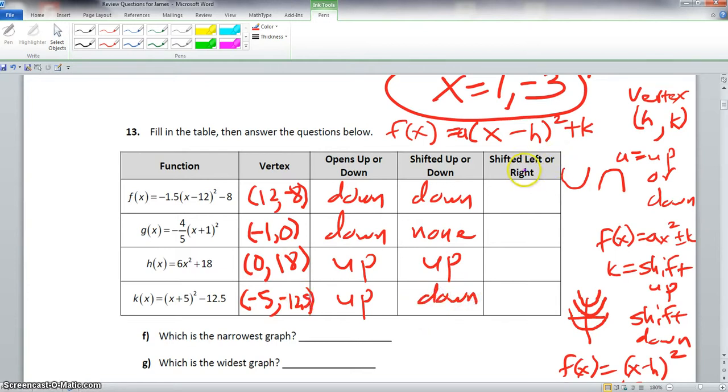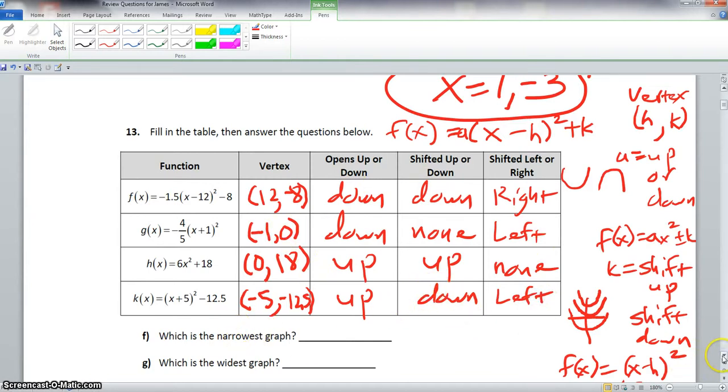Now we go here, shift it left or right. We could look at our x values from our vertex, because these are our h values. We know if our vertex is positive, it goes to the right, because that means it was negative inside the parenthesis. If it's negative, we know it goes to the left. 0 means none. And again, if it's negative, it goes to the left. So that took care of this table.